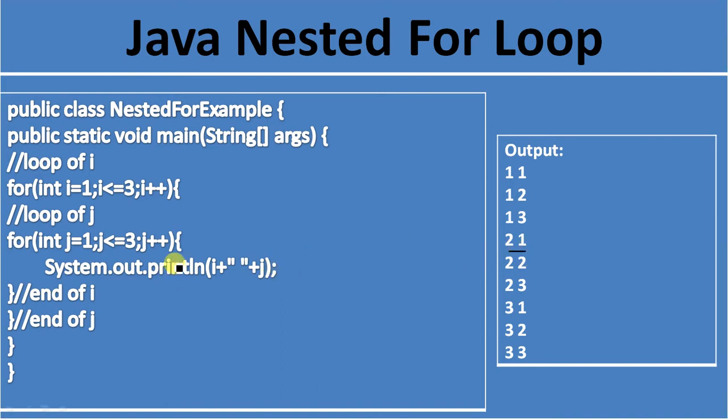Now control goes to j plus plus again, incrementing the value of j, which is 2, and prints the value of i and j, so 2 and 2. This process will happen till i becomes 4. As i becomes 4, the condition will be false, control goes out from the outer loop. So now the output will be this.